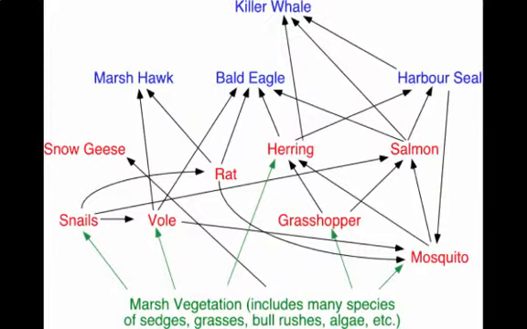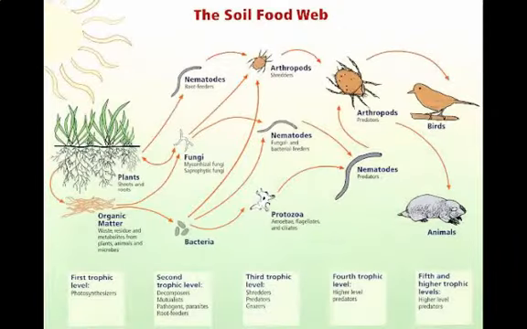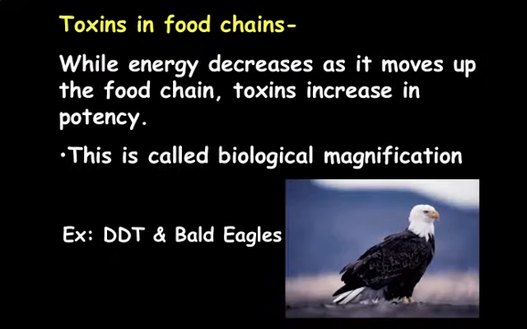And the different colors show us the levels. So the green are our producers, the red are going to be our primary consumers, and then the blue is going to be our tertiary and secondary consumers. A soil food web showing how everything is going to be interacting.